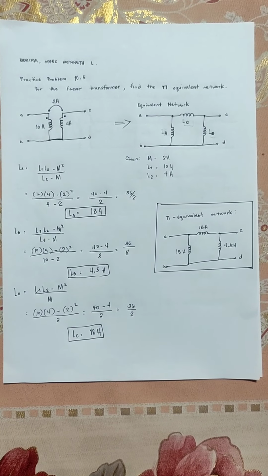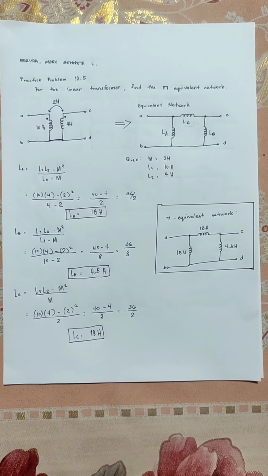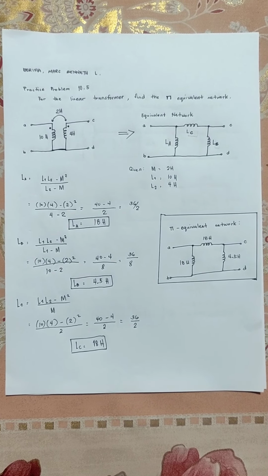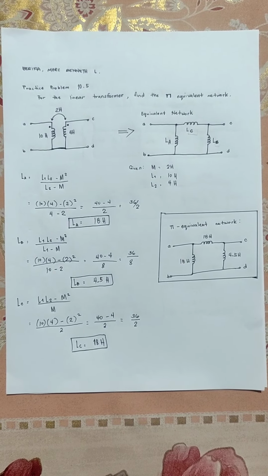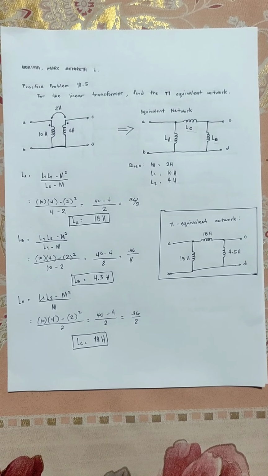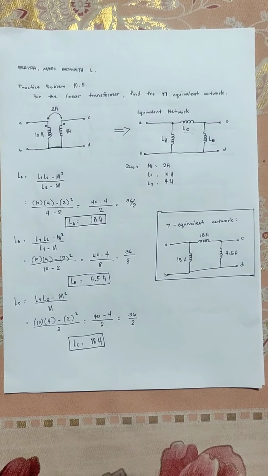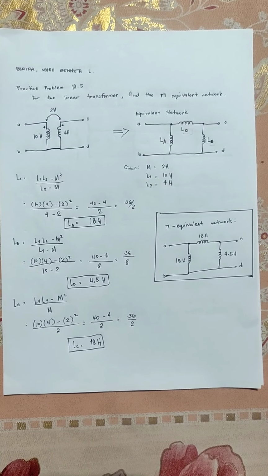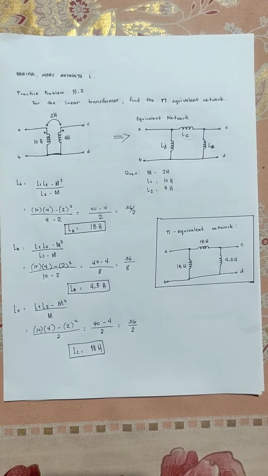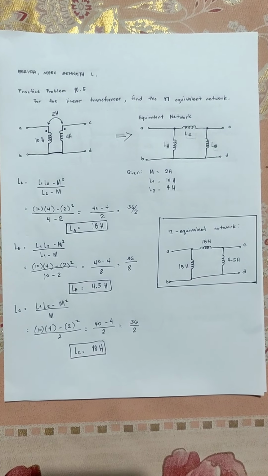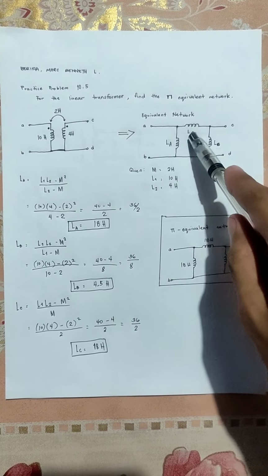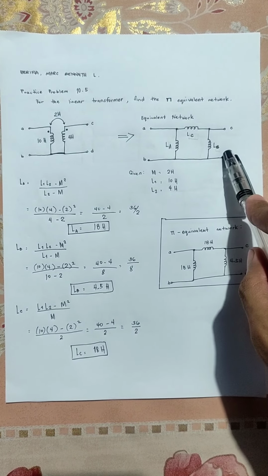For practice problem 10.5, for the linear transformer, find the pi equivalent network. We have the given M equals 2 henry, L sub 1 equals 10 henry, L sub 2 equals 4 henry. To get the pi equivalent network, we will use the pattern for its equivalent network. We have to find the L sub A, L sub C, and L sub B.